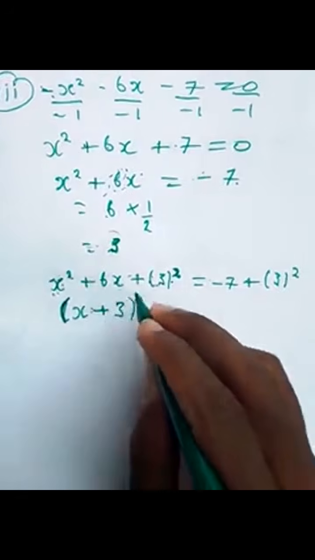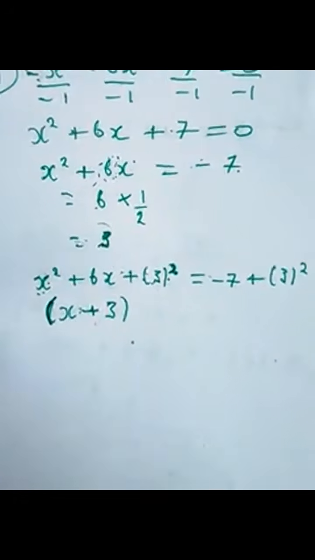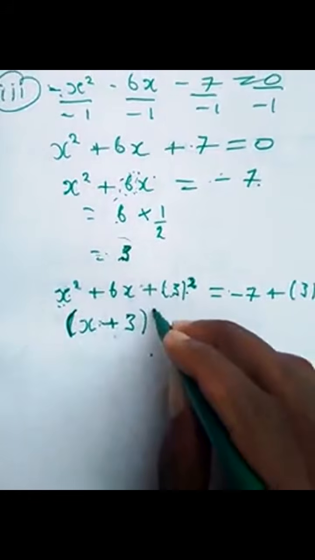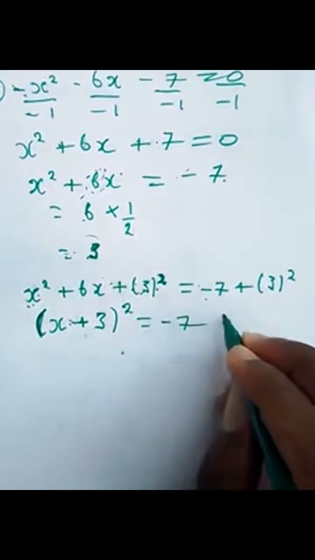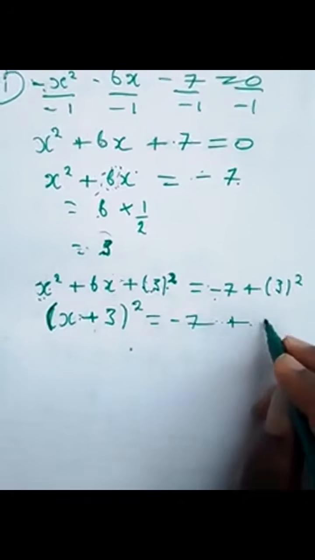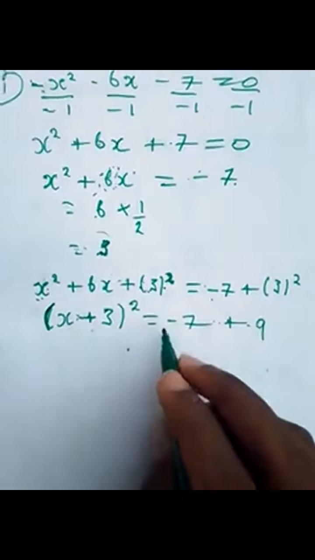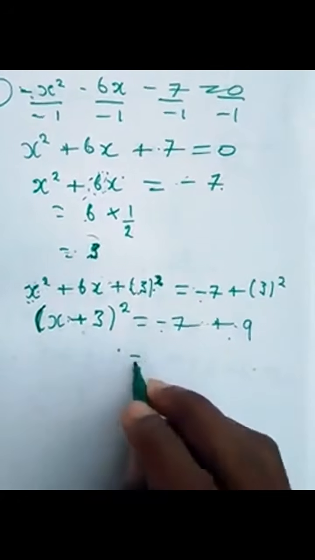These positive 3 and x are both raised to the power of 2. That's why I am putting them in single parentheses and raising them to the power of 2. Then here I have negative 7 plus, what is 3 power 2? 3 power 2 is 9. So this is negative, this is positive. If we sum them up, we're going to get positive 2.